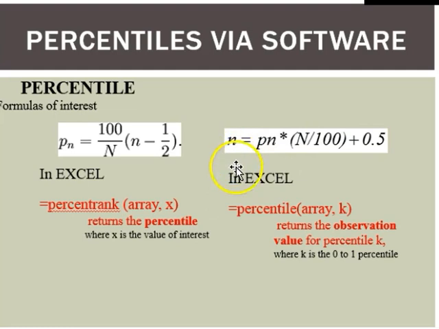Okay. The flip side of that, if you actually want to know the observation value for a given percentile, right? So now we're looking for the observation value. You would enter equals percentile, put your parentheses in, highlight your array, comma, and now you would enter K, and K is going to be the percentile that you're looking for. Note that this is on a 0 to 1 scale, so you're going to be entering a decimal, right? It's not on a 0 to 100 scale like we were using in the original formulas.